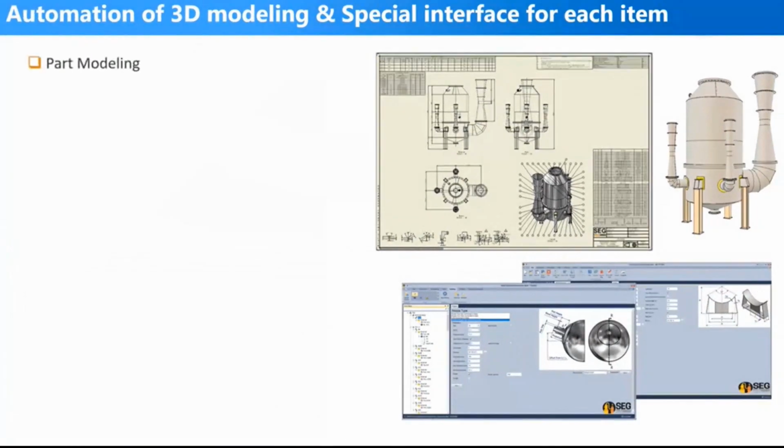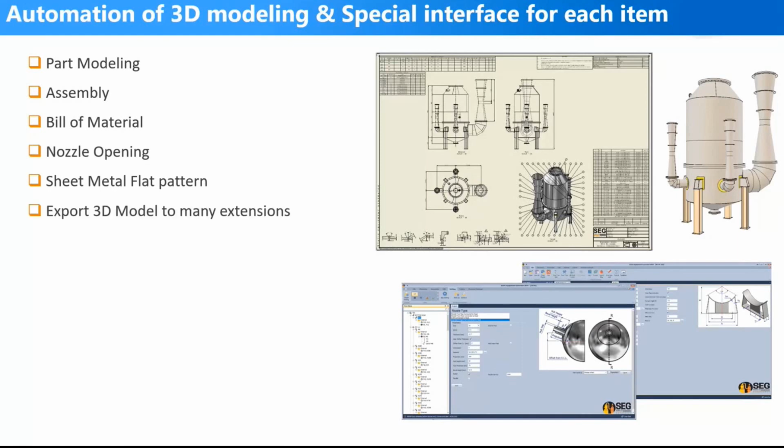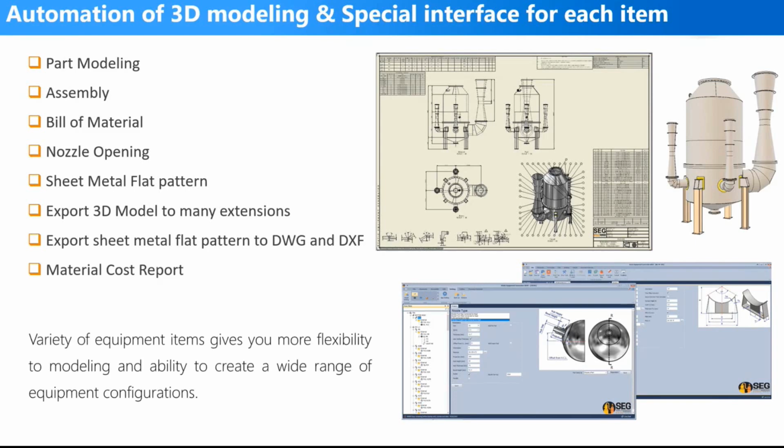By using SEG software, you will be able to generate all parts, assemblies, and bill of material automatically, make nozzle opening sheet metal flat patterns, make 3D modeling, and export your 3D model and 2D drawings to many different extensions like DWG, DXF, DWF, and more. You can generate a material cost report for your equipment to make an estimated price for the required material.